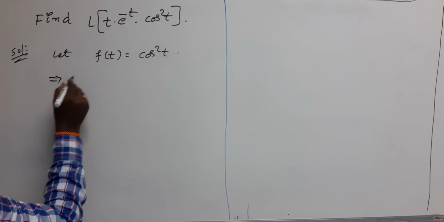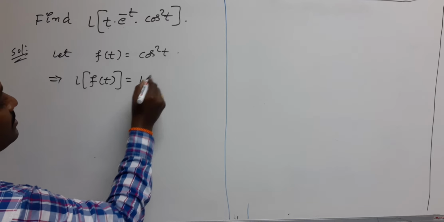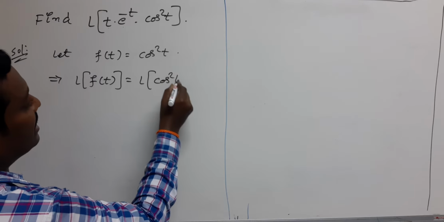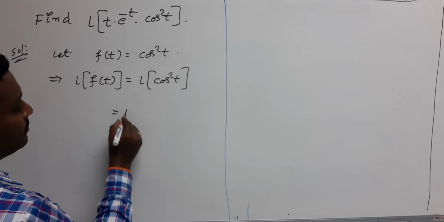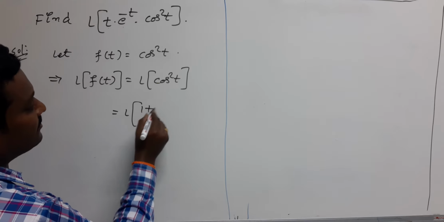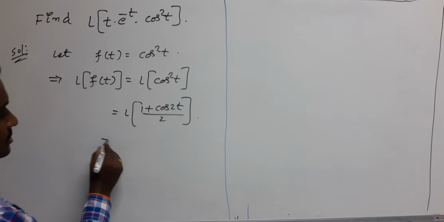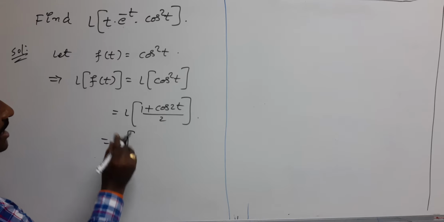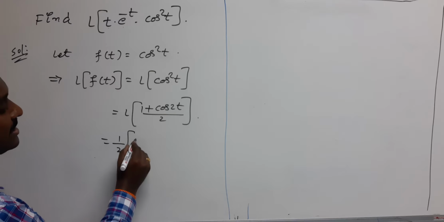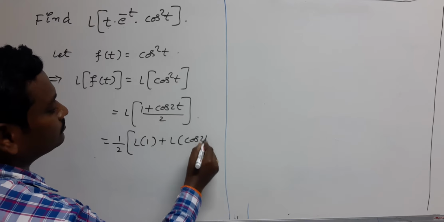Find out the Laplace transformation. L of f of t is equal to L of cos square t. What is cos square t? By using the trigonometric identity, it becomes 1 plus cos 2t by 2. So 1 by 2 is the constant term, take it outside from the Laplace and split the terms by using the linear property. So you will get L of 1 plus L of cos 2t.